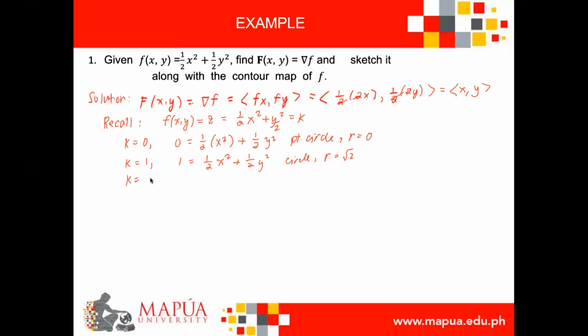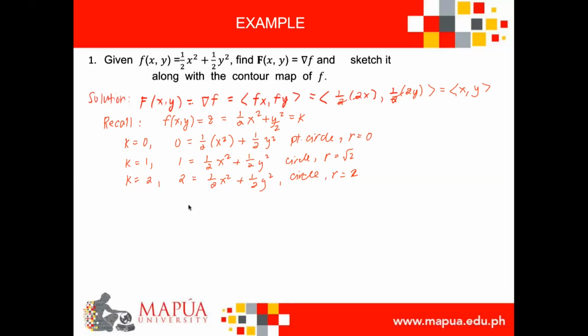When k equals 2 now, we have 2 equals 1/2 x squared plus 1/2 y squared. This is again a circle. This time, the radius is equal to 2. Why? Because we multiply both sides by 2, so 4 equals x squared plus y squared, and r squared equals 4, so r is equal to 2. We will stop from here, because we know already that we have circles as the level curves. When we talk about contours, it is a set of level curves.